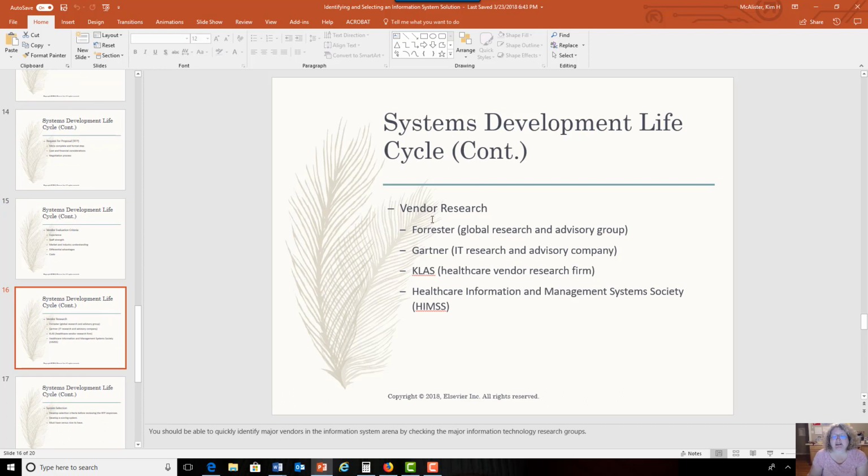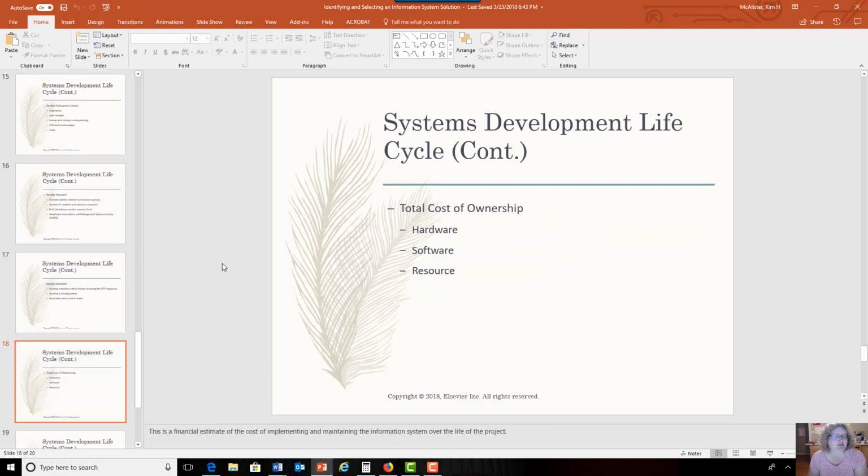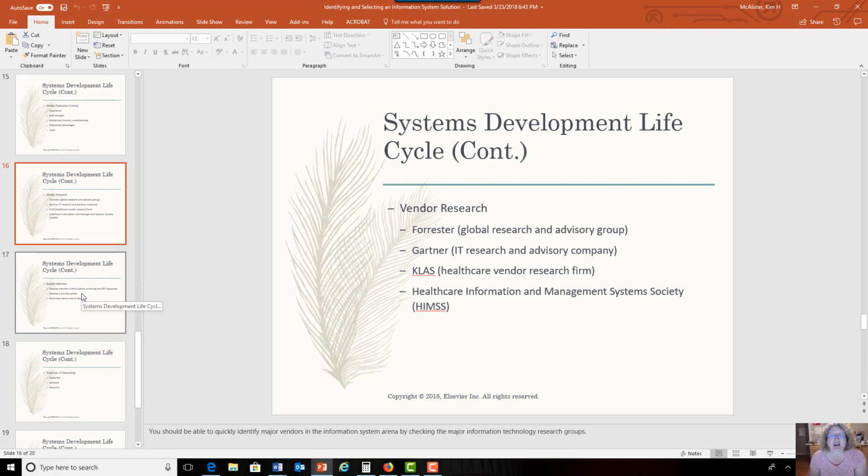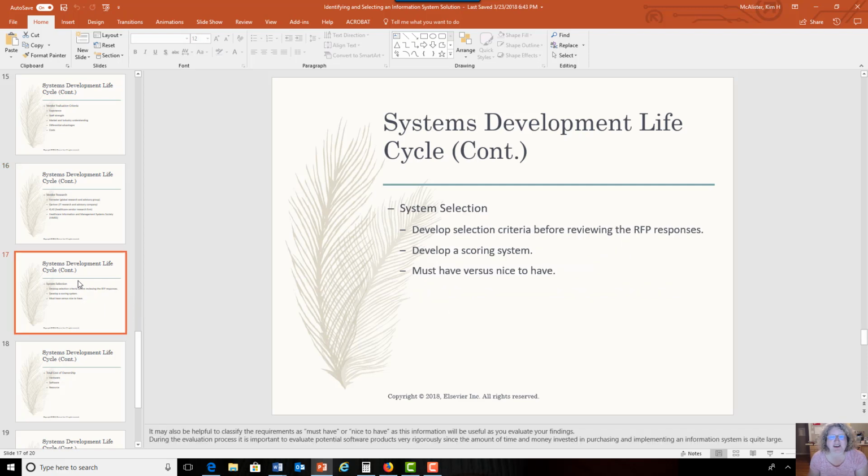These are some companies that do research on the different health IT firms. And if you are indeed beginning to do some research on this to consider a system, contact these people, go onto their websites and get information from them. It's sort of like the Consumer Reports of healthcare IT.